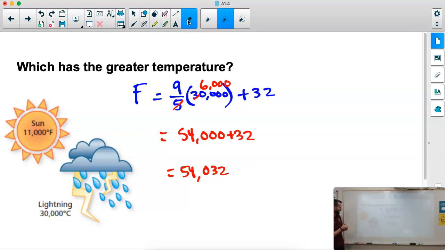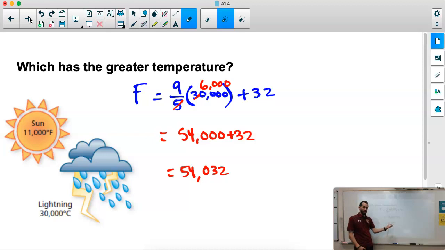So here's the idea. This is how many degrees Fahrenheit the sun is. This is how many degrees Fahrenheit a bolt of lightning is, which means a bolt of lightning is hotter than the sun. I don't know that I would have thought that just off the top of my head, but clearly, as we're seeing, we just did the math and converted them, and we get a difference there. So hopefully that's helpful, and you can see where maybe this would come in handy.